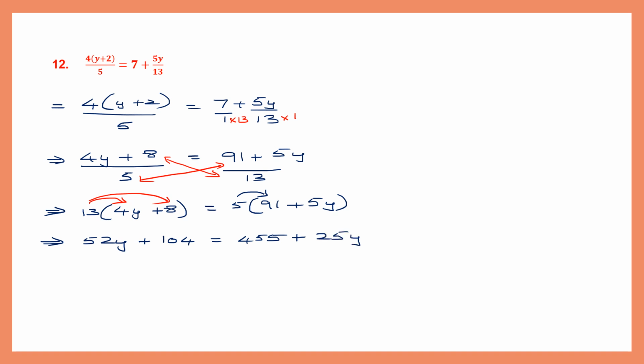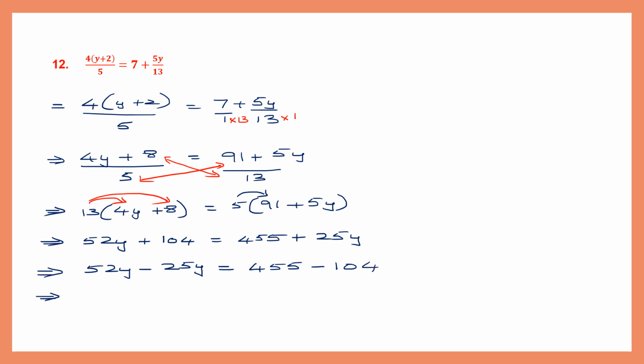So let's get all the y's to one side. So here we have 52y. From the right hand side, let's bring it, so it becomes minus 25y. This is equal to 455. Let's bring 104 to this side, so it becomes minus 104.